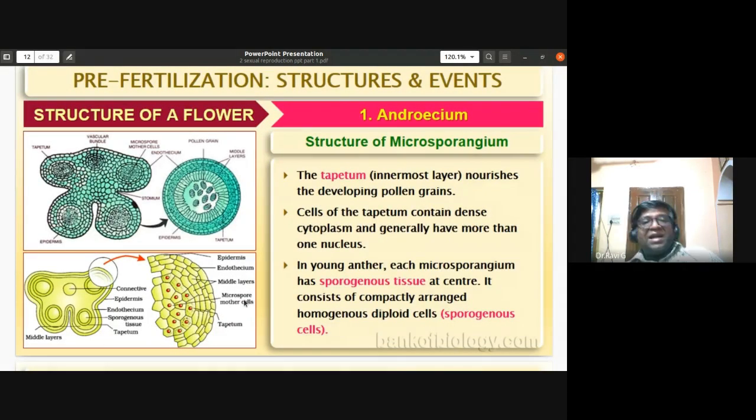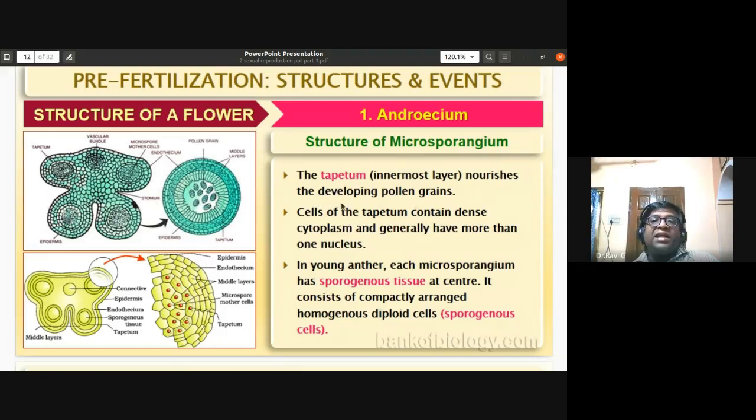So now when we study the structure of microsporangium, the tapetum is the innermost layer and it nourishes the developing pollen grains. The tapetum is the innermost layer.